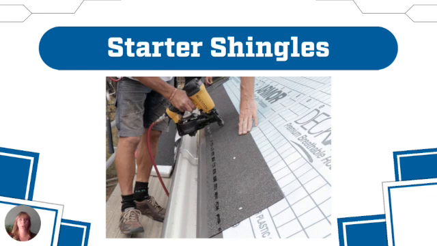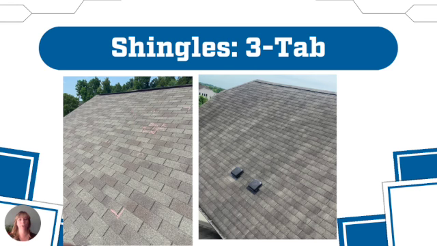Okay, so one element that a lot of people don't think about is what's called a starter shingle. This is a shingle that goes along the entire perimeter of your roof, and it basically starts the course of shingles. It's specifically designed to create that adherence on the edges of your roof. So make sure your roofer got that as well. And then we're going to talk about the three basic types of shingles.